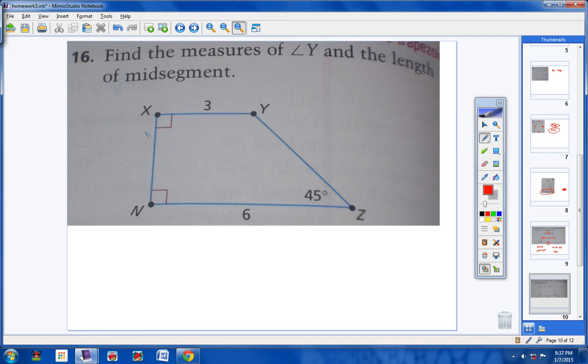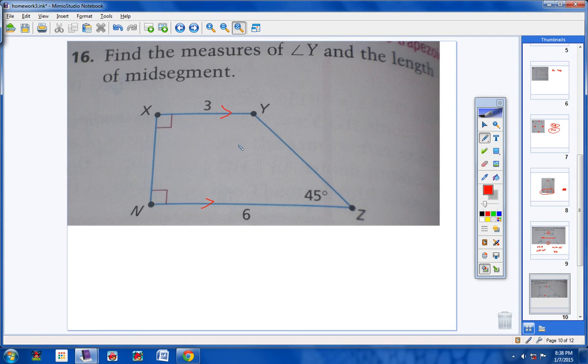Okay, we have here, let's see. They want us to find the measure of y and the length of the mid-segment. Now, first of all, we don't know anything about this thing. Is it a trapezoid? Well, sure it is. Remember, if two lines are perpendicular to the same line, then those two lines are parallel. So we know for sure this line here is parallel to this line here. So we have a trapezoid.